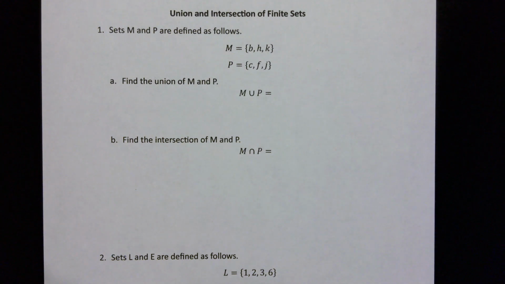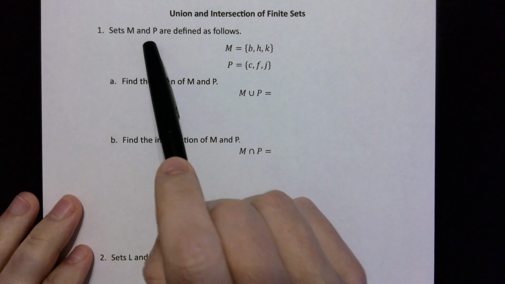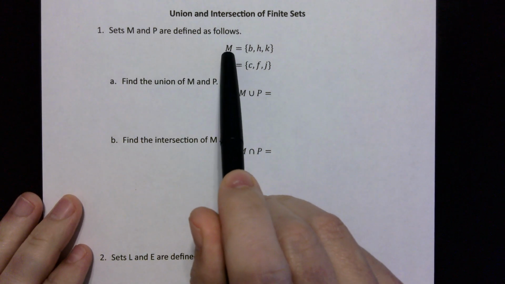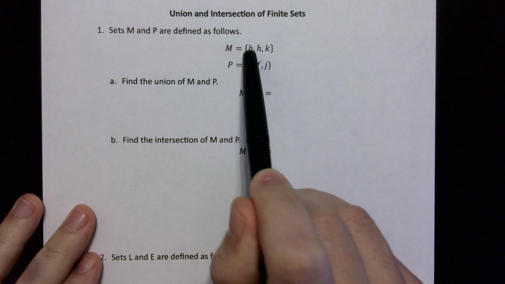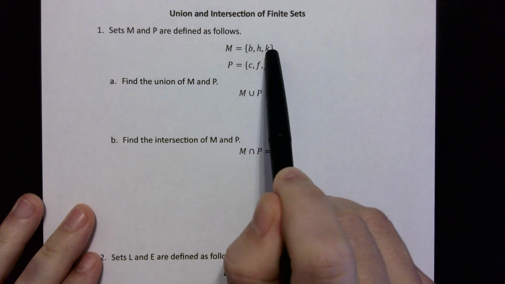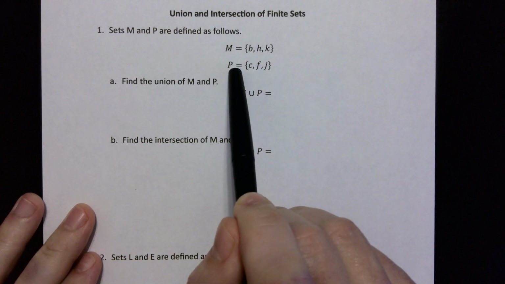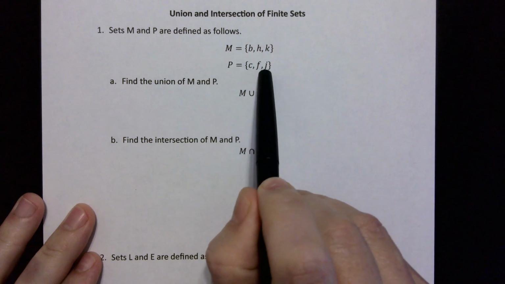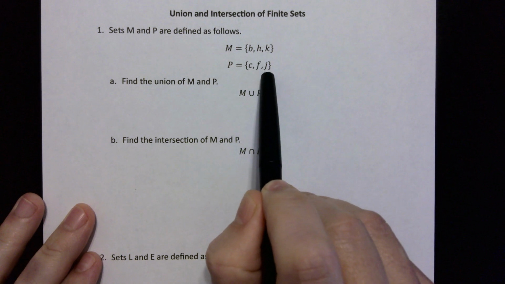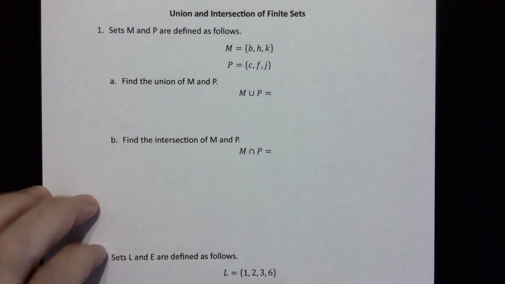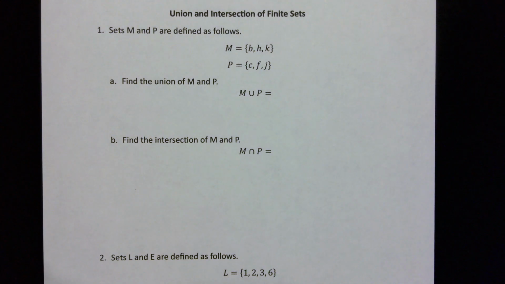In this video, we're going to be talking about the union and intersection of finite sets. Okay, so our first problem, we have the sets M and P, and they are defined this way. M contains these three things, B, H, and K. So that's all the things that are in M. P is the set that contains these three things, C, F, and J, and that's all the things that are in P. The first question wants us to find the union of M and P.